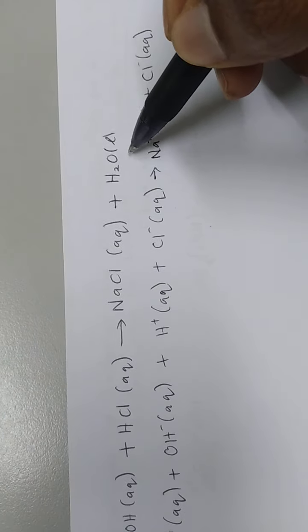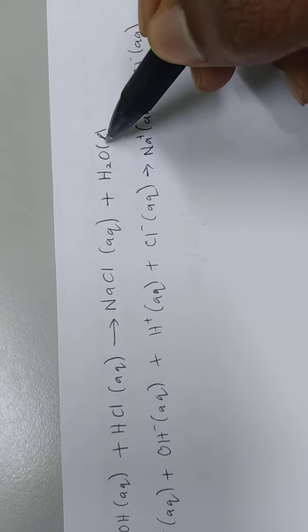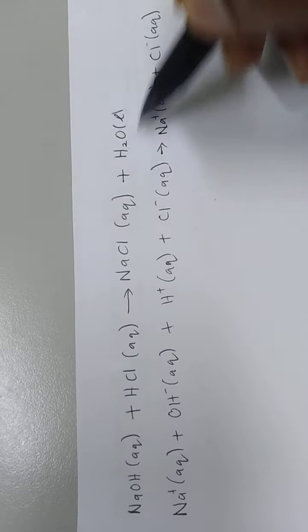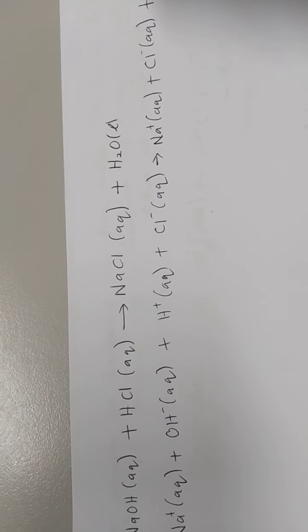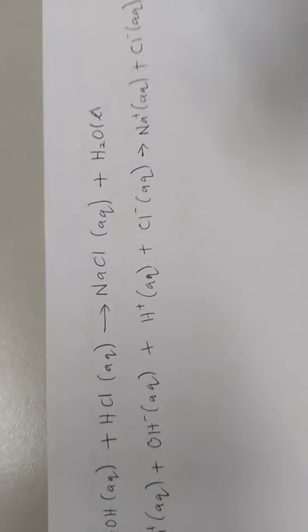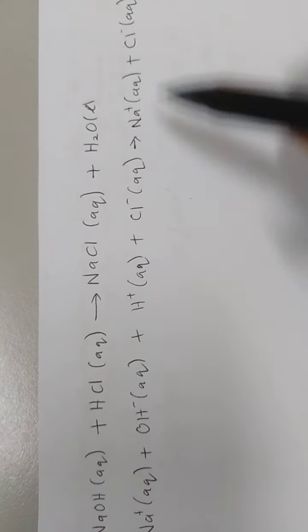Whenever it is in aqueous form, that means it will dissociate. Now we come to the last one, H2O, and this is in the liquid form. When it is in the liquid form, you should not split it, just leave it as it is. So here you have your ionic equation.